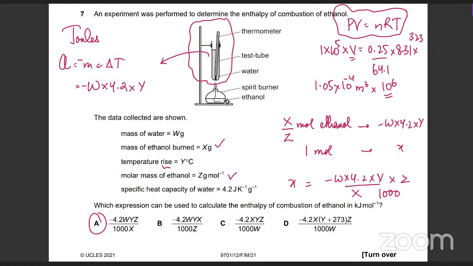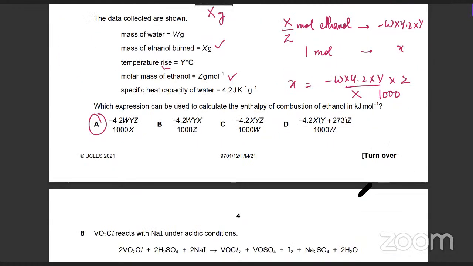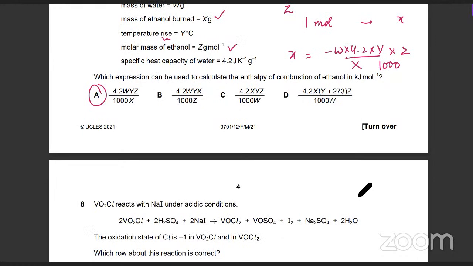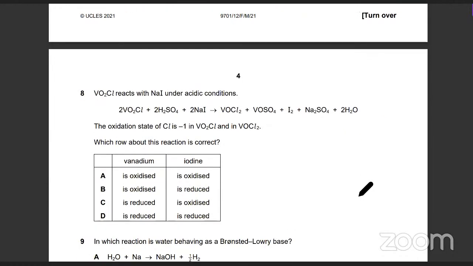The ethanol came in later. We learned that X grams of ethanol was burned and that produced this much energy, right? Then we used a ratio: if this much produces this much energy, then 1 mole would produce how much, and we got this, okay? Clear? Achha, next one.